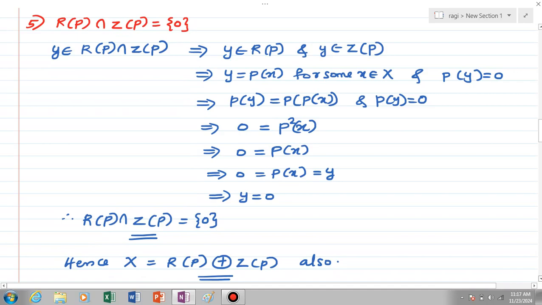So we have obtained X equals R(P) plus Z(P), and R(P) intersection Z(P) equals {0}. Hence capital X can be written as the direct sum of R(P) and Z(P) also.